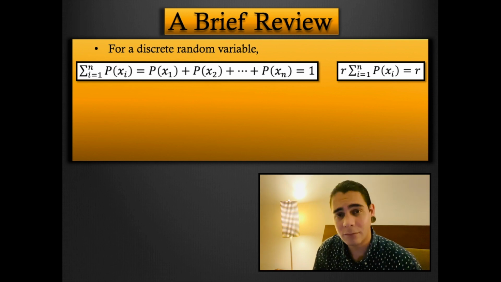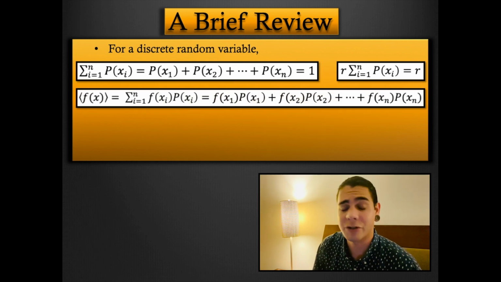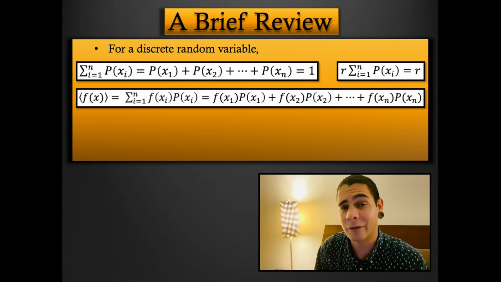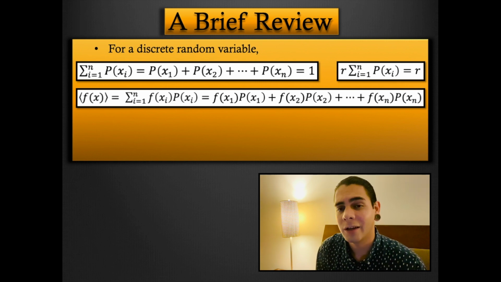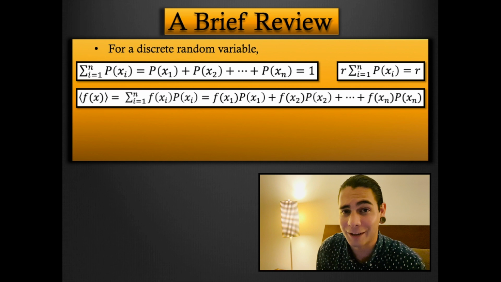Another thing that we said is that the average of any function of x, our discrete random variable, is equal to the sum over all the ith indices of f of x sub i multiplied by p of x sub i, which is equal to f of x sub 1 times p of x sub 1 plus f of x sub 2 times p of x sub 2, all the way up to f of x sub n multiplied by p of x sub n.